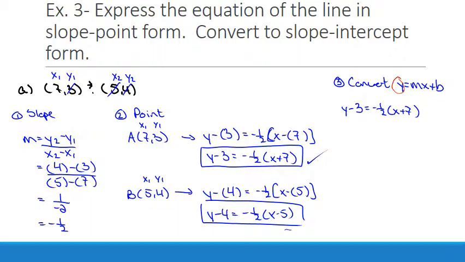Okay. Now, I have a fraction, right? What I want to do here is multiply by 2, the denominator of that fraction, and that'll get rid of the fraction. So remember, you can do whatever you want to an equation as long as you do it to both sides. So I'm going to multiply this whole thing by 2.